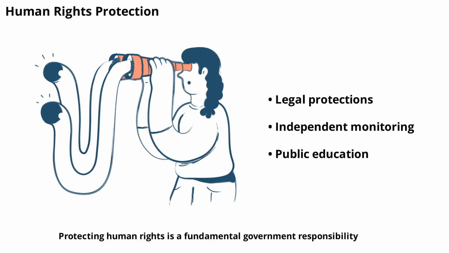Protecting human rights is a fundamental government responsibility. Maintenance includes strong legal protections, independent monitoring, and public education. Regular reviews and enforcement help ensure that rights are respected and upheld for all citizens.